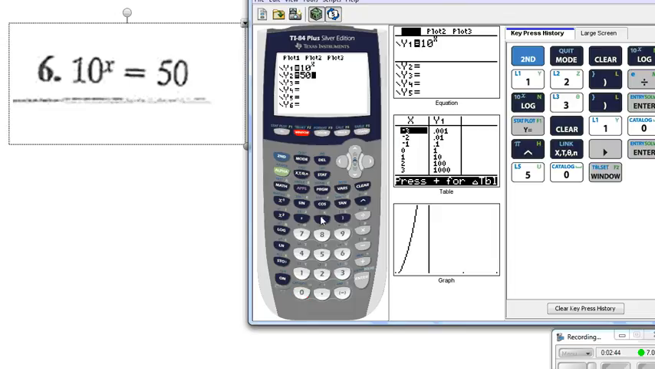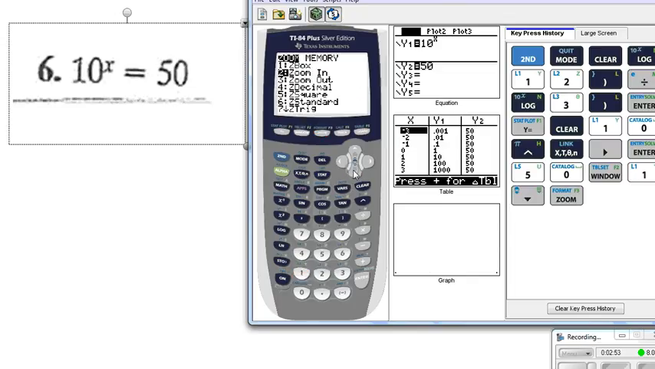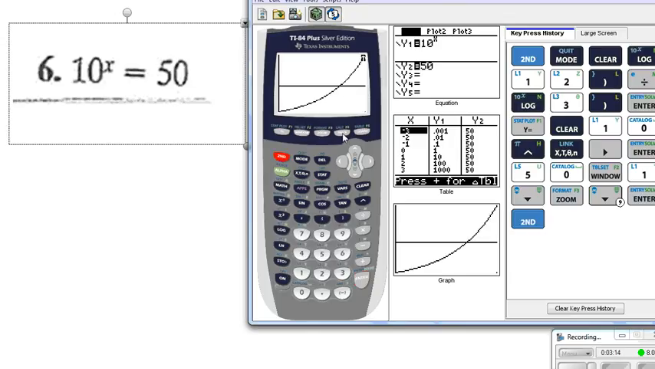So I'm going to set the window. Minimum is 1 and maximum is 2, and then I'm going to go for zoom fit. Now it keeps the x values as they are and changes the y values automatically, and that must be the intersection. The way you can find the intersection is second trace, and we're looking for the intersection, so number 5 here. First curve, yes, that was the first curve. Is that the second curve? Yes, it was. Guess? Yes, please guess.